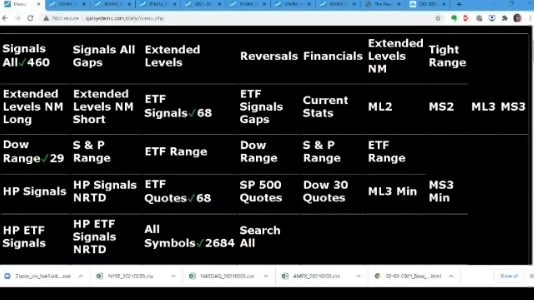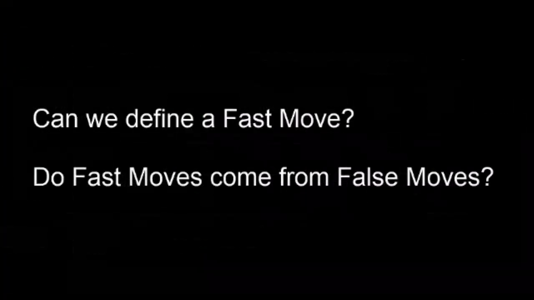The other question that I wanted to get an answer to was, can we define what a fast move might look like? Listening to a lot of traders over the years, a lot of them have said fast moves often become false moves. Well, can we define what fast actually is? And can we define what fast might actually look like?